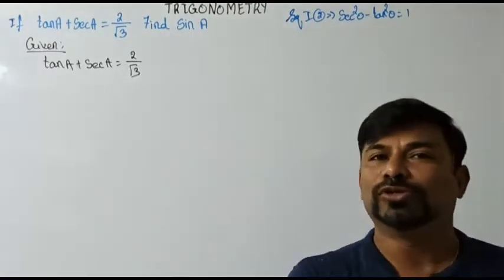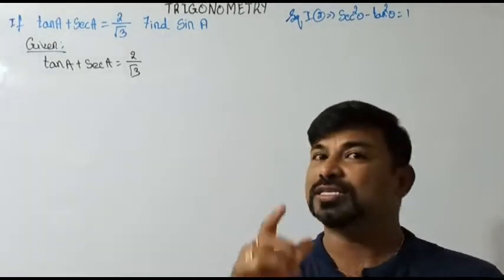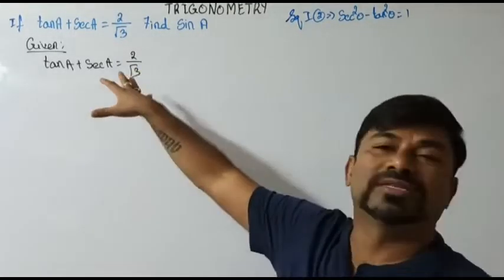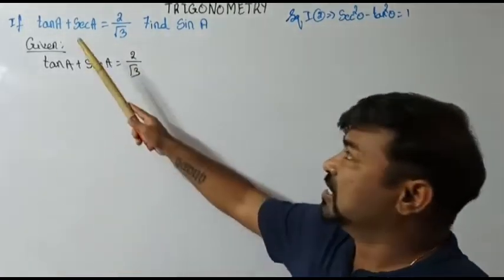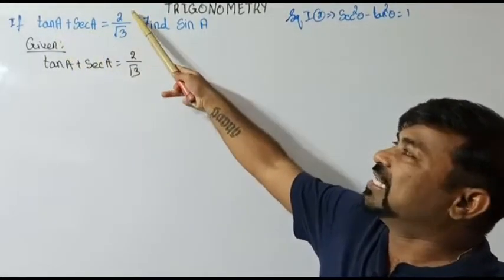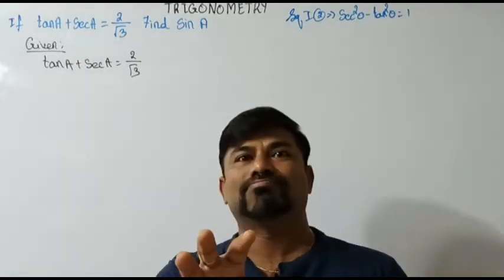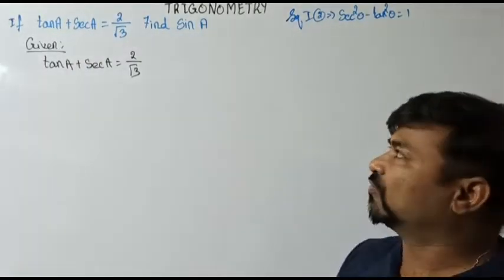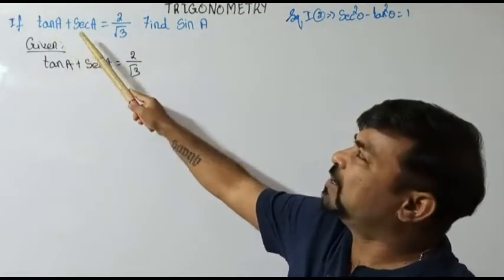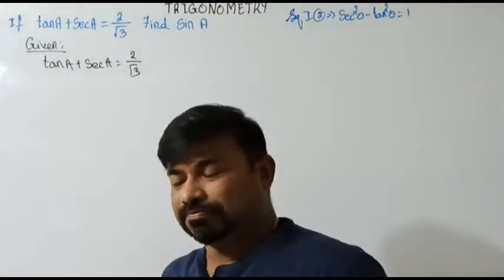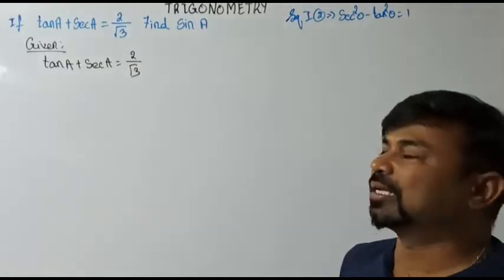In this video, I'm going to teach a topic from mathematics, that too trigonometry, a beautiful sum. Of course, the question is given like this. If tan theta plus secant theta is equal to 2 by root 3, find the value of sine A. So it's a tricky one, we'll figure it out. He says tan A plus secant A is equal to 2 by root 3 and he's asking us to find sine A. Fine. Let's get connected to that.